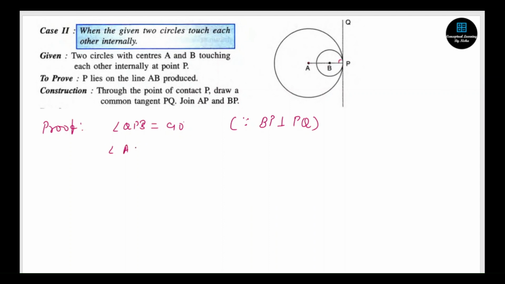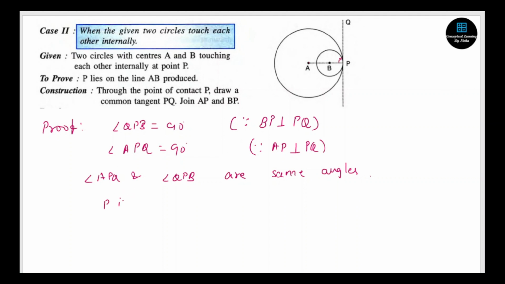In the same way, angle APB equals angle APQ equals 90 degrees, because AP is perpendicular to the tangent. So they are both the same angle: angle APQ and angle QPB are the same angle. So P is on line AB. Hence we prove this.